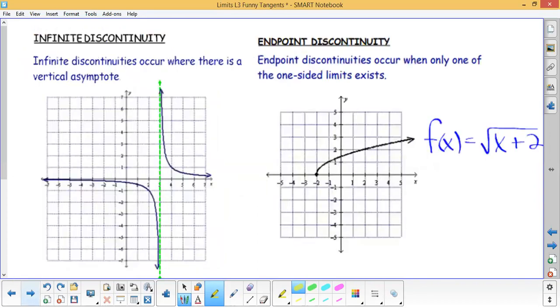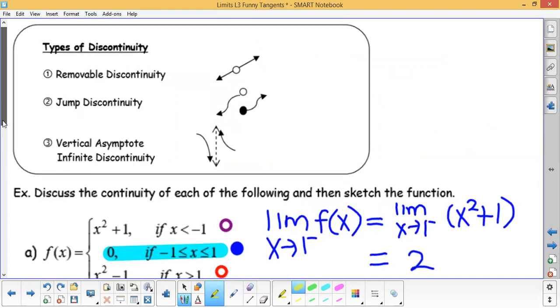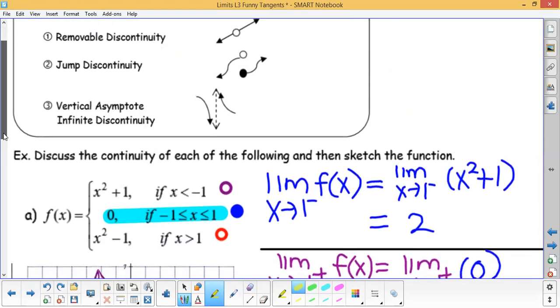And finally, infinite discontinuities occur when there is a vertical asymptote. You had lots of practice of that with asymptotes in general in MCR as well as MHF. Endpoint discontinuities occur when only one of the one-sided limits exists, which often happens in radical functions. So to summarize, we have removable discontinuities, jump discontinuities, and vertical asymptotes or infinite discontinuities.